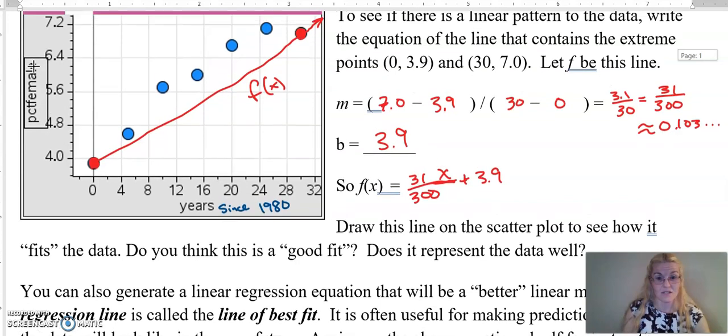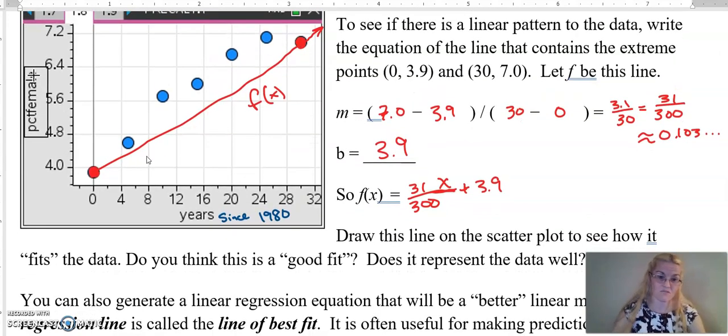All right, so draw this line on the scatter plot to see how it fits the data. So, do you think this is a good fit? Do you think this line is representative of all the data points we've got here? Yeah, I mean, it doesn't seem like it is very close to these points. It looks like it might have similar slope to a line through these guys, but it's not very close.